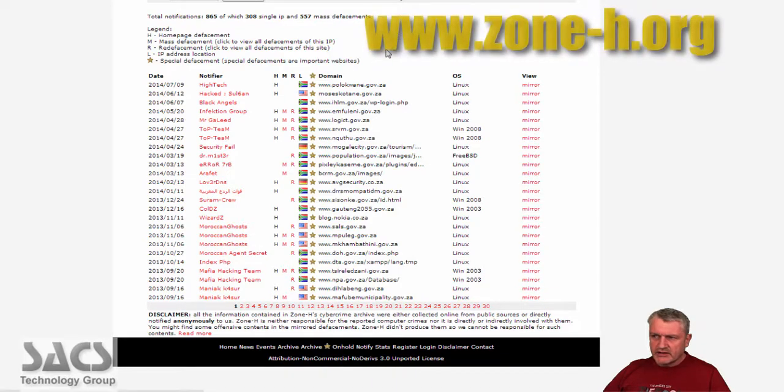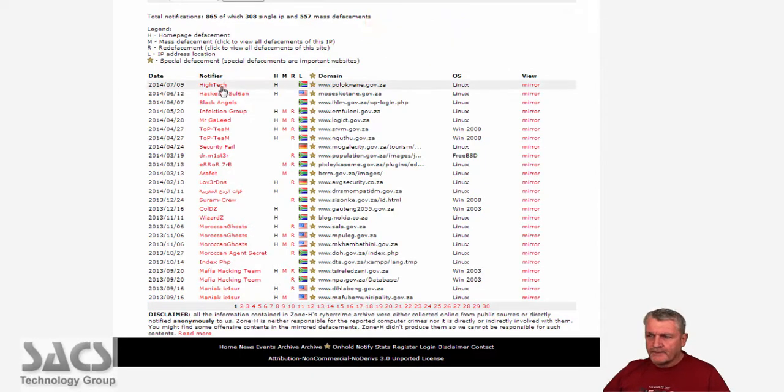This is Zone H, which is a website indicating which websites have been hacked, and it will tell you here who has hacked it, the notifier. Is it a homepage hack? Is it a mass defacement, meaning that it actually hacked a single ISP, for example, or a server, and actually hacked all the sites that are hosted on that server? And the R here indicates a redefacement. And you can look at the mirror.